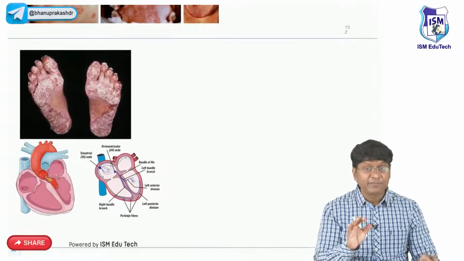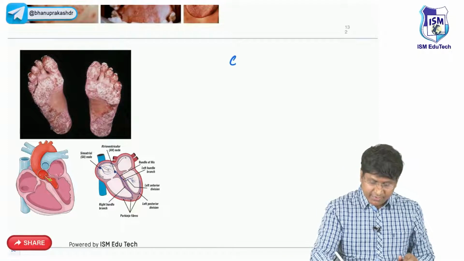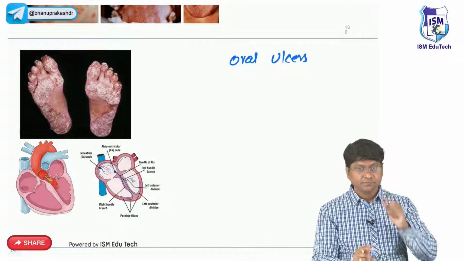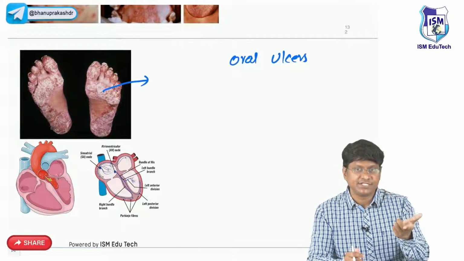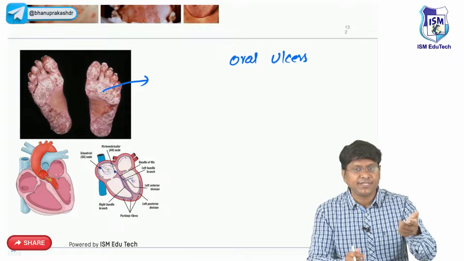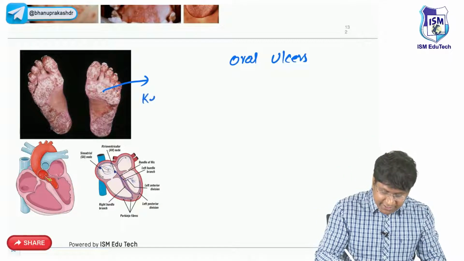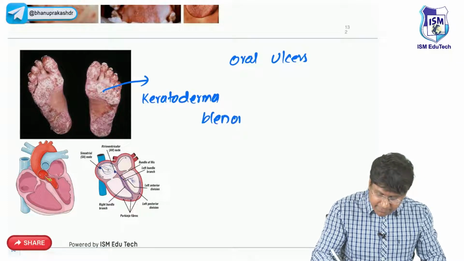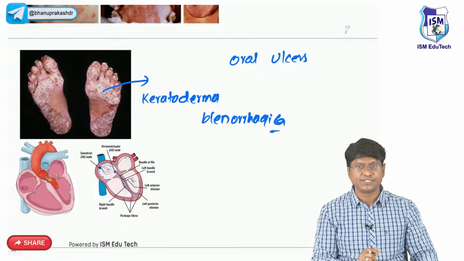And you need to know a few more skin manifestations, that is the mucocutaneous manifestation. So number one, there will be oral ulcers. Along with the oral ulcers, these patients develop hyperkeratotic lesions. Where will these hyperkeratotic lesions be? Over the palm and the sole. And those hyperkeratotic lesions are called keratoderma blennorrhagicum, right? That is your hyperkeratotic lesions.